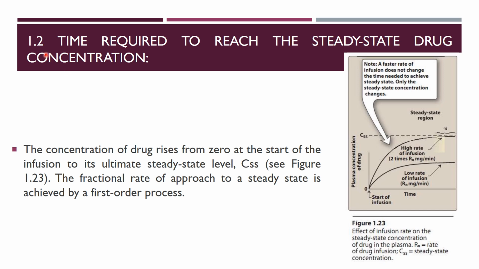Second division 1.2, time required to reach the steady state drug concentration. The concentration of drug rises from 0 at the start of the infusion to its ultimate steady state level, CSS, see figure 1.23. Here, the time starts from 0 and the concentration increases slowly, achieving steady state level. The fractional rate of approach to a steady state is achieved by a first order process.